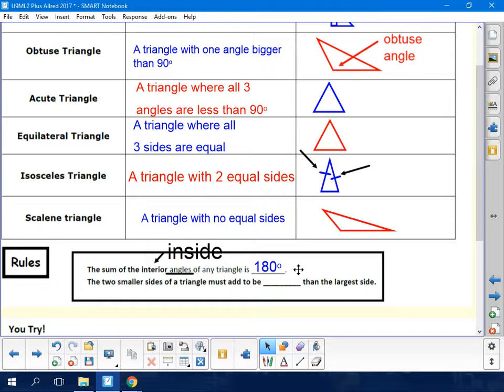Okay, there's lots of reasons for that. I can explain those more if you ask me in our station. But that is the rule for the sum of the interior angles of a triangle.